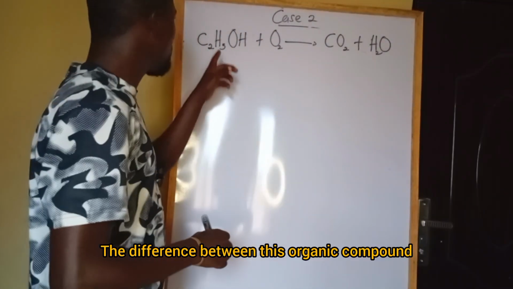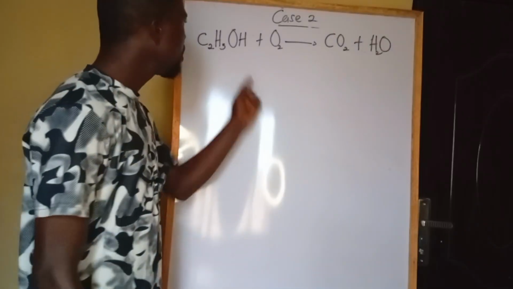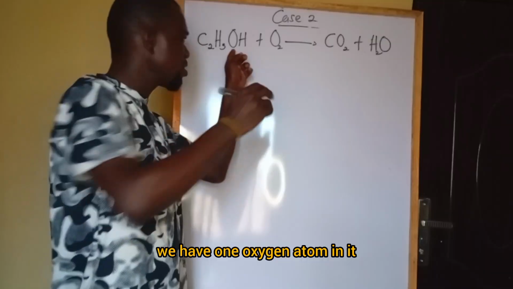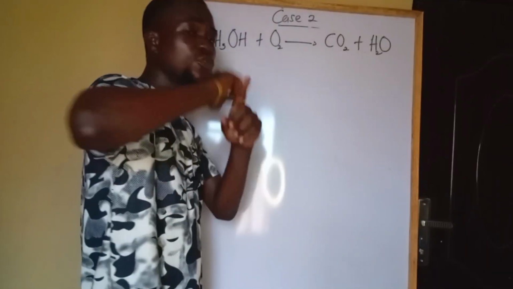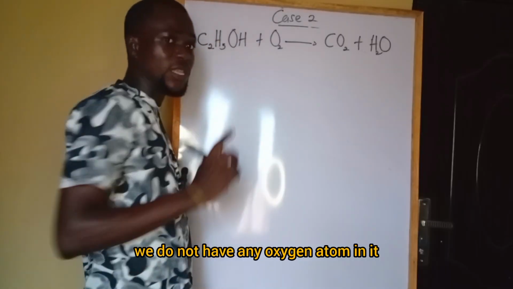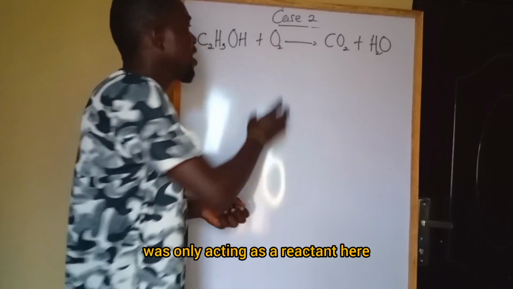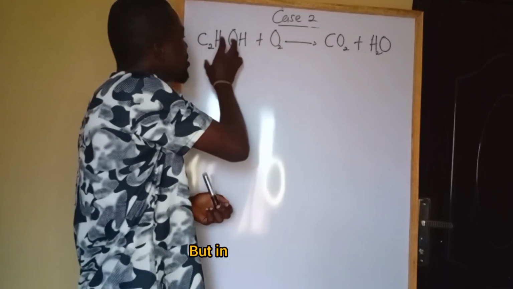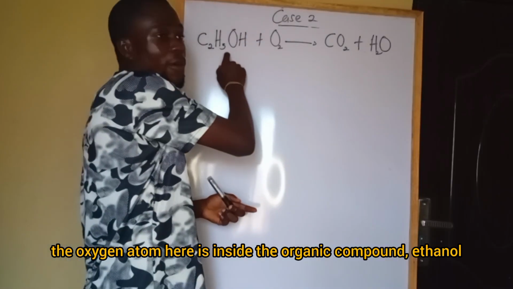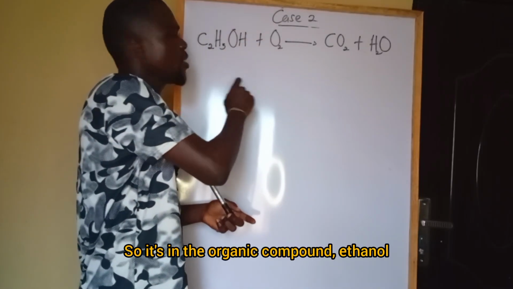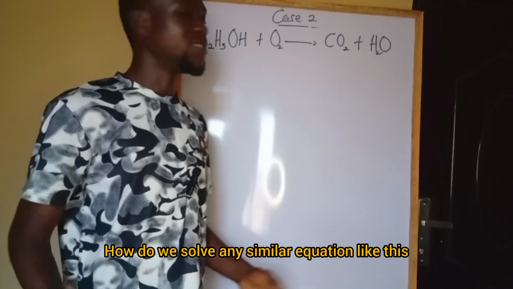The difference between this organic compound and the previous hydrocarbon compound is this. In this organic compound, we have one oxygen atom in it. But in the case of the hydrocarbon compound, we do not have any oxygen atom in it. The oxygen atom was only acting as a reactant there. You get that? But in this case, the oxygen atom is inside the organic compound ethanol. How do you solve any similar equation like this?